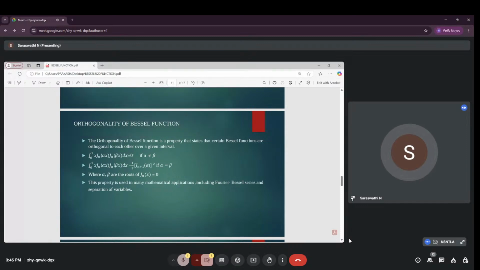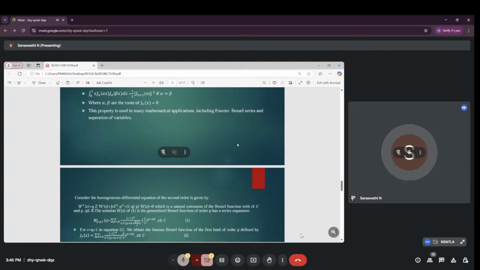0 if alpha is not equal to beta. Next, if alpha equal to beta, the orthogonal property is integral 0 to 1 x into Jn of alpha x, Jn of beta x dx equal to 1 by 2 Jn plus 1 of alpha whole square, where alpha and beta are the roots of Jn of x. This property is used in many mathematical applications, including Fourier Bessel series and separation of variables.